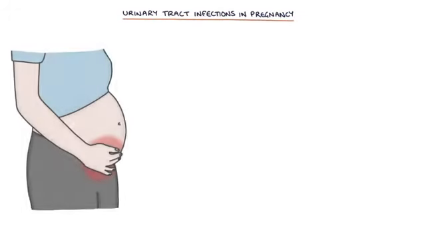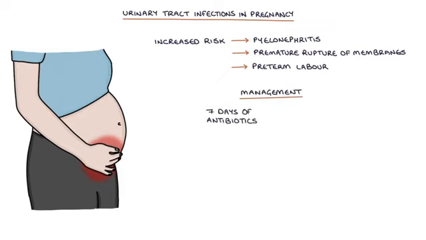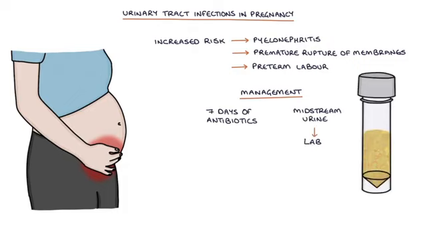Let's talk about urinary tract infections in pregnancy. In pregnant women, urinary tract infections increase the risk of pyelonephritis, premature rupture of membranes, and preterm labour. The management is slightly different in pregnancy. Urinary tract infections in pregnancy require 7 days of antibiotics. All women should have a midstream urine sent to the lab for microscopy, culture, and sensitivity testing.